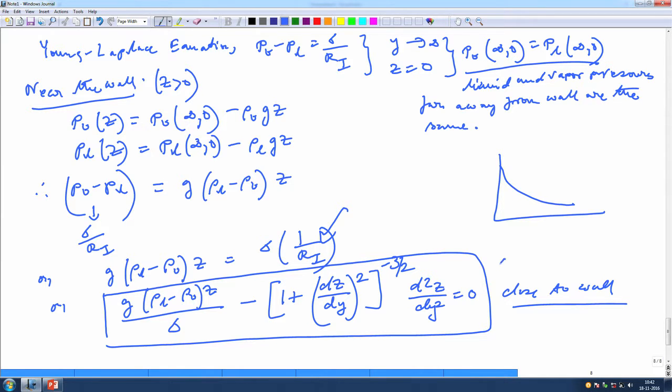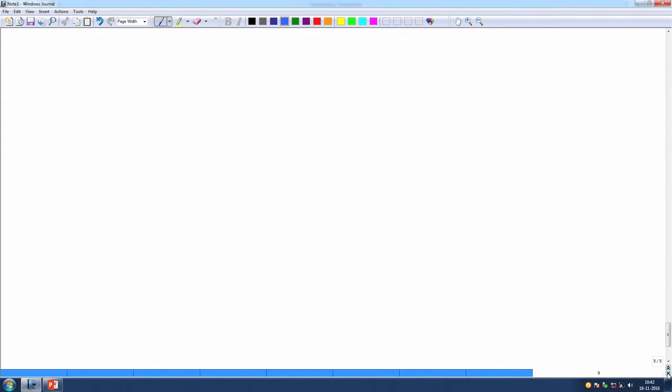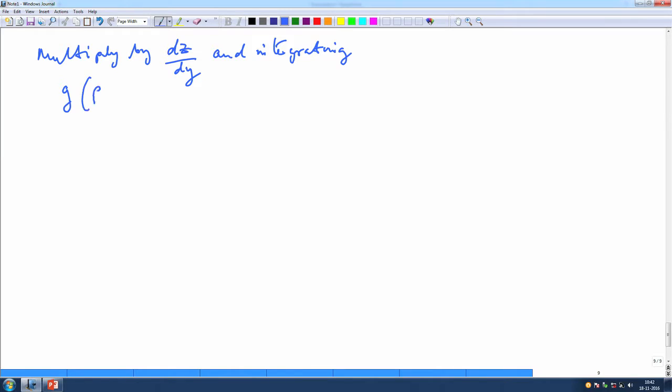Now, we take this expression and try to see how we can get a simpler form. So, we multiply this expression by dz by dy and integrate, and what we get is g (rho_L minus rho_V) z square. You can work out the math individually. I would just show the expressions.